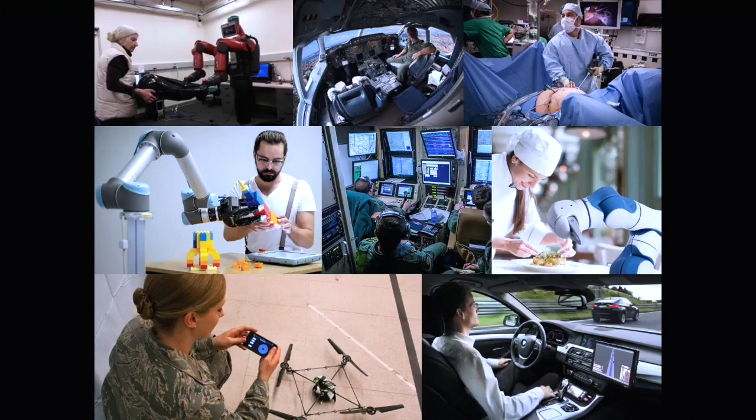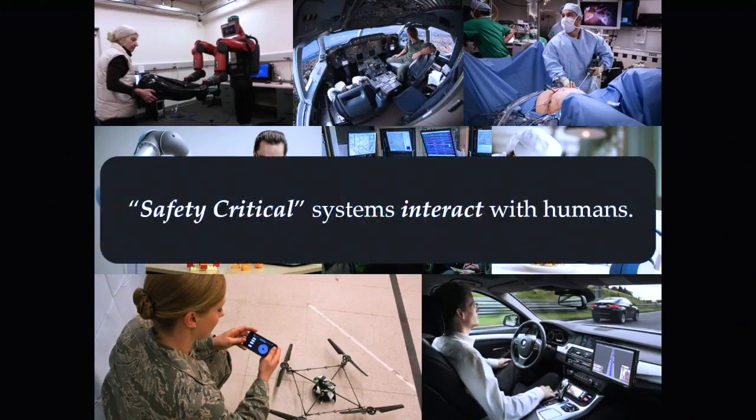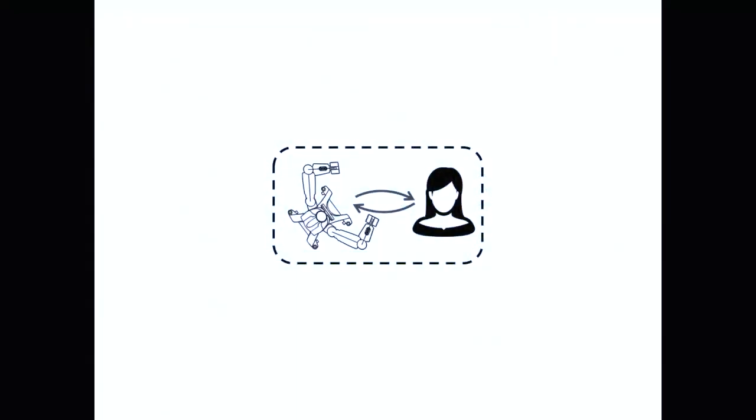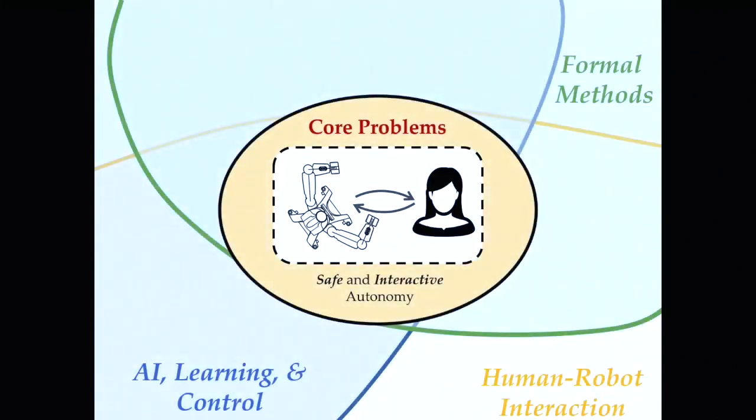But they have one major thing in common, and that is they're all safety critical, and they all need to interact with people. So if you're designing algorithms for these systems, we should really think about the safety aspect of it. We should really think about the interaction that goes on between the robot and the human. So the systems I'm usually interested in look like we have a robot, or multiple robots, and a human interacting with them. And the core problems that we think about are about safe and interactive autonomy.